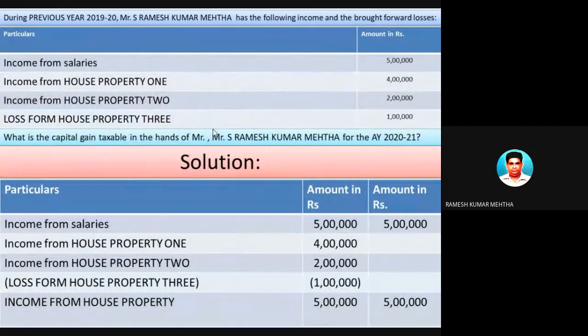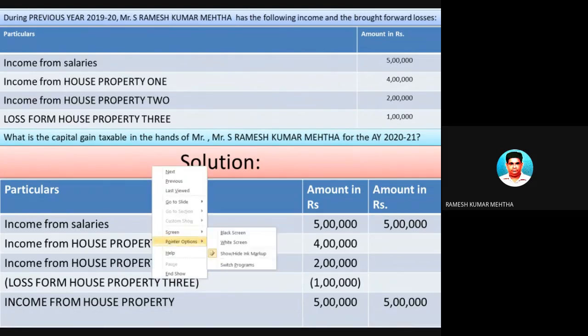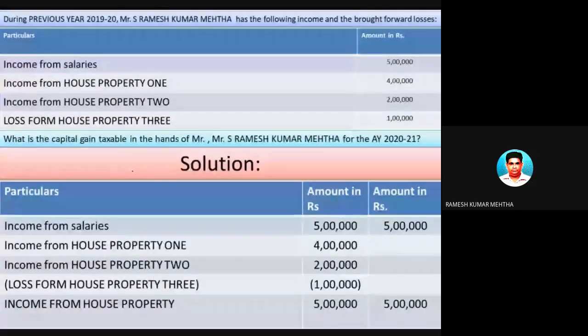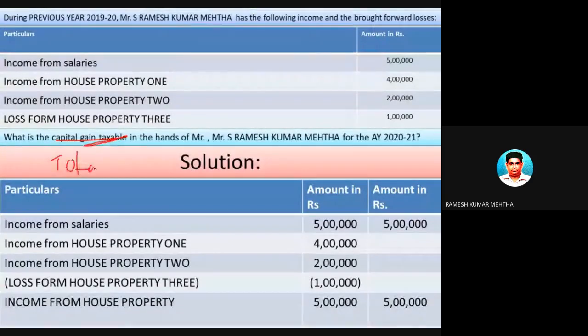Let's take the other problem and try to find out the total income of Mr. S. Ramesh Kumar Mehta. Yes, Ramesh Kumar Mehta. Okay. Let's do the problem. The following information is furnished of the assessee S. Ramesh Kumar Mehta for the previous year 19-20, and here are the following incomes and brought forward loss.